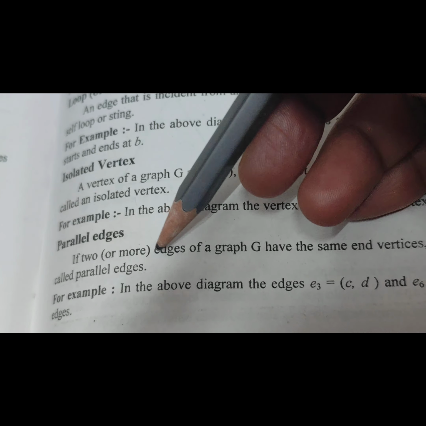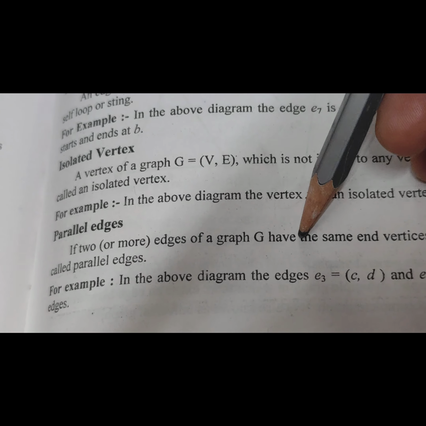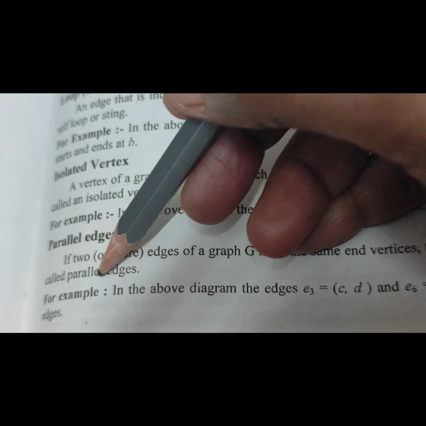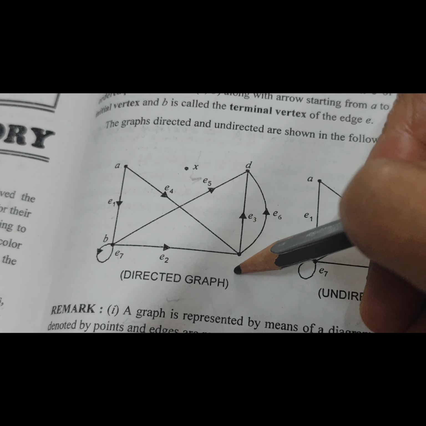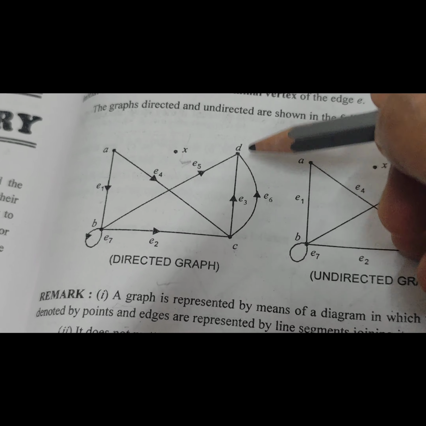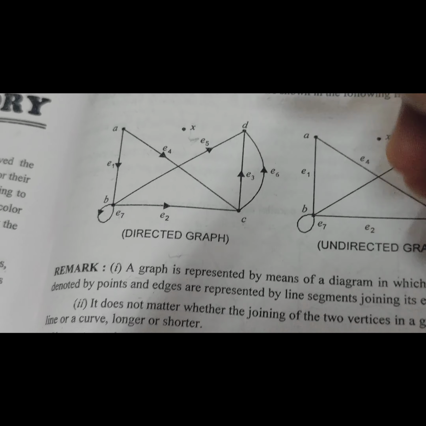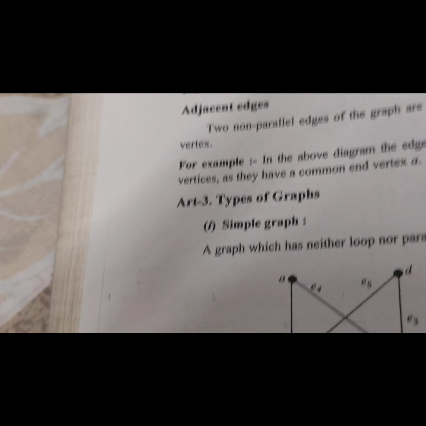Parallel edges. If two or more edges of a graph G have the same end vertices, then these are called parallel edges. For example, here C to D is E3, C to D is E6, so E3 and E6 are the parallel edges. Okay, so next is incidence.